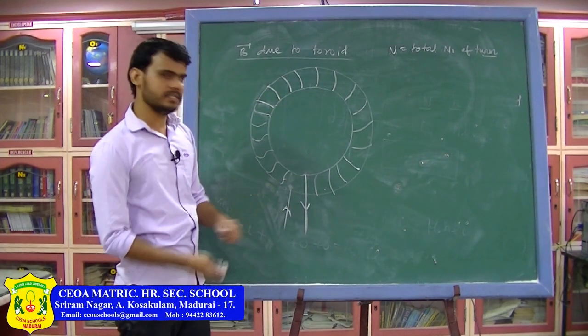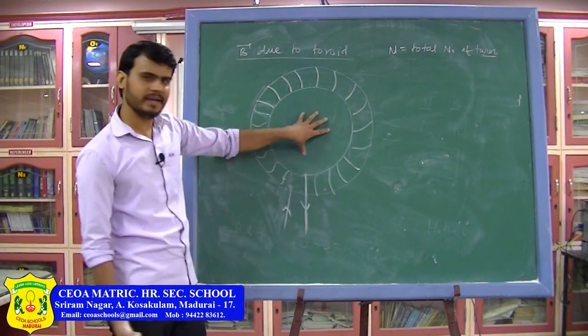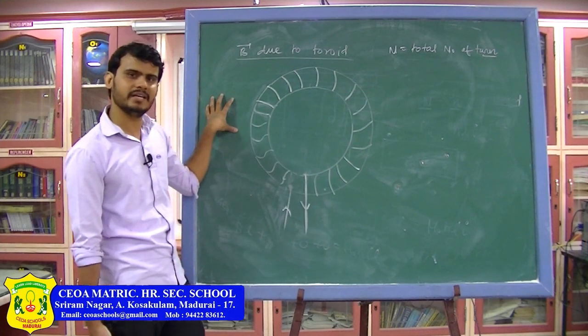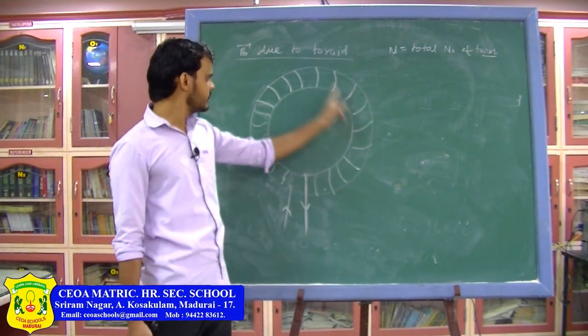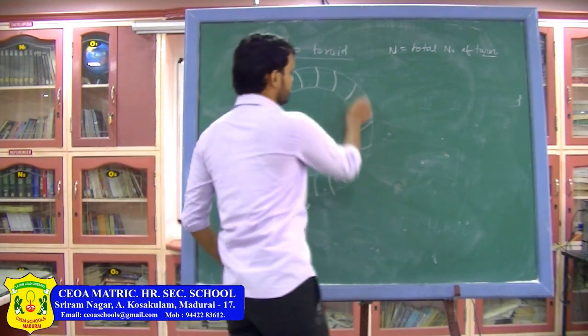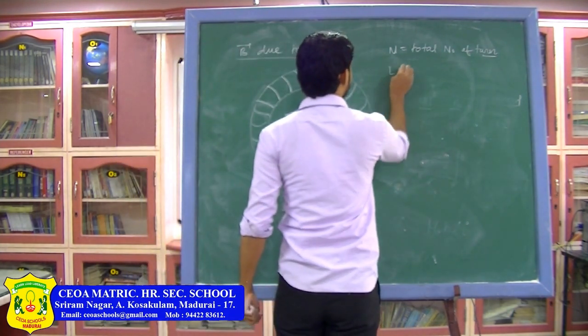And as this is nothing but a solenoid, here the magnetic field will be 0, here also the magnetic field will be 0. We have to just find the magnetic field inside this part of the toroid. Now, total number of turns is this. I can write the length of the solenoid.